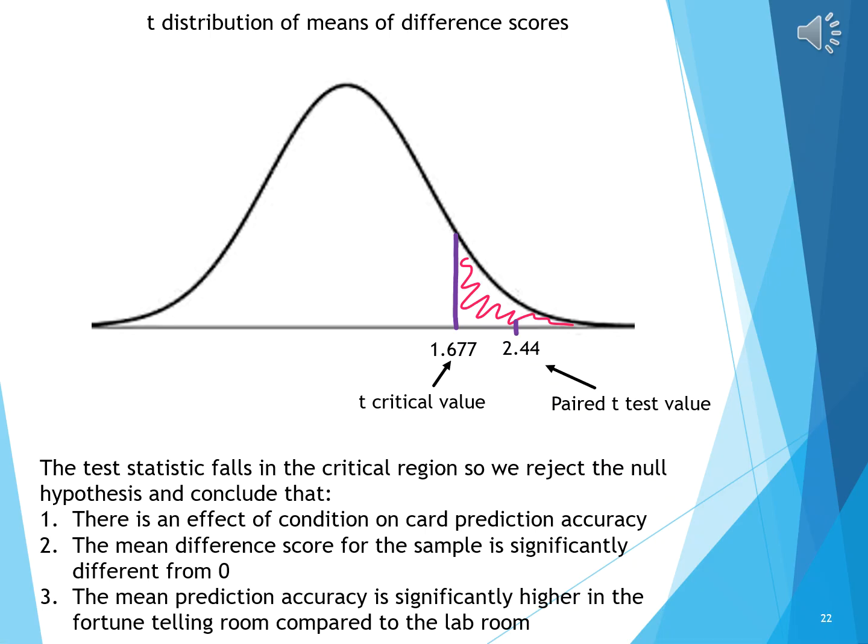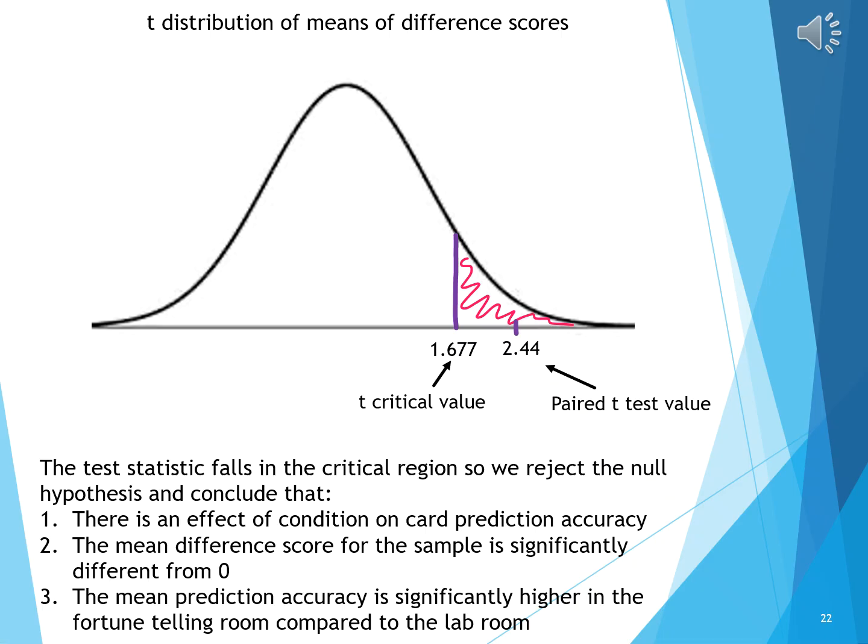So ultimately, what can we say? Well, if the alternative hypothesis is true, then a lot of these other things are all true at the same time. First of all, there is an effect of condition on card prediction accuracy. If there was no effect, then the mean difference would not be significantly different from 0. But there is an effect of condition because the accuracy was higher in the fortune-telling condition than in the lab condition. Number 2, the mean difference score for the sample is significantly different from 0.